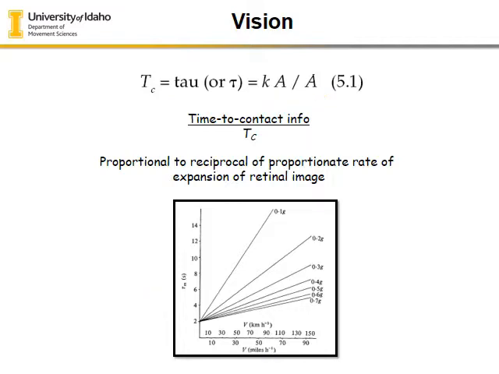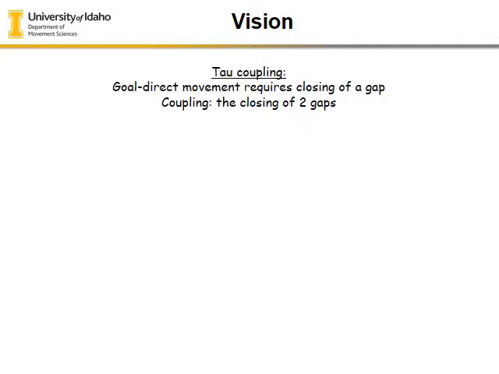Now, I'm not going to ask you to remember what tau is, or remember this graph. If I ever give you a graph and I want you to memorize it or really understand it, I'll make sure I let you know. But this idea is that time to contact is proportional to the reciprocal of the proportionate rate of expansion of the retinal image. And that's what you have here, right? These angles, you have a constant. But just understand that as the velocity increases, tau also decreases, the time to contact in seconds.